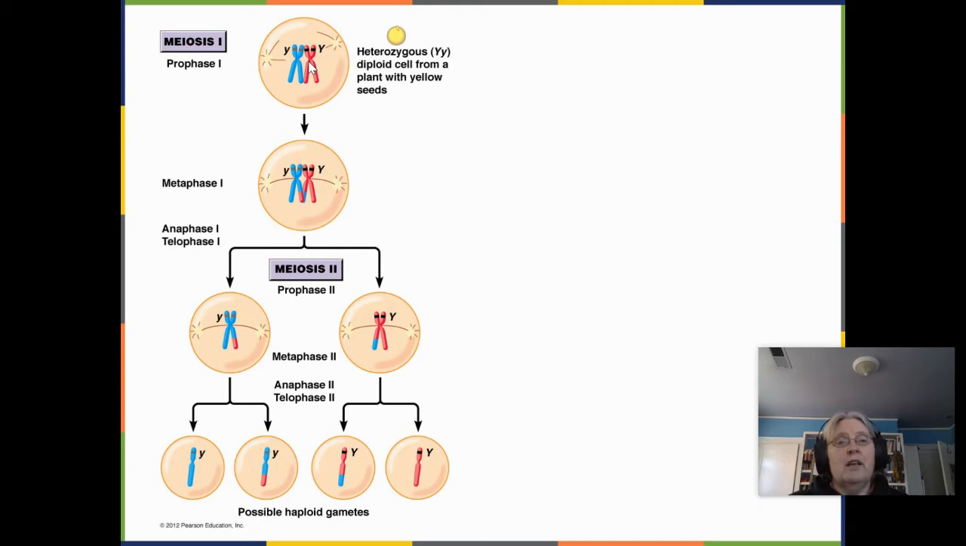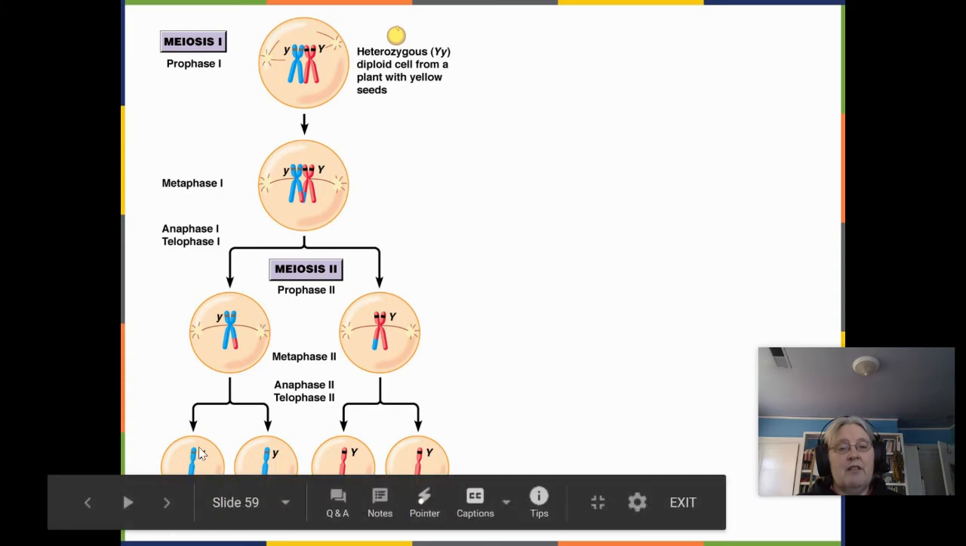Well, in metaphase, the spindle fibers attach to the kinetochores, and they pull apart the chromosomes. Now this is where segregation takes place. Little y is in one cell, and big Y is in another. But we have not produced haploid cells, which is necessary for meiosis, and so it has to go through the second phase of meiosis, the second round of division, and then it finally makes the haploid cells.